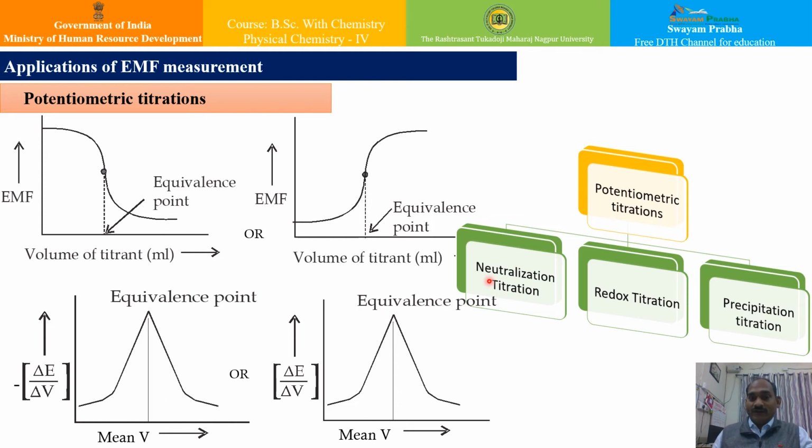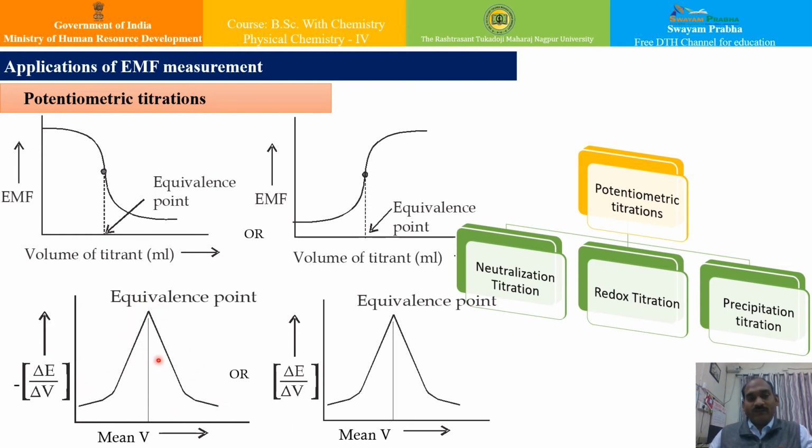So now I will get some kind of curve. The point at which the EMF changes fastest, or most drastically, is the equivalence point. You can see over here, if I plot delta E by delta V, the change in EMF against the change in volume, and get this first derivative plot, I can see there is a drastic change in EMF at this particular point. So where this change is drastic, it is called the equivalence point.